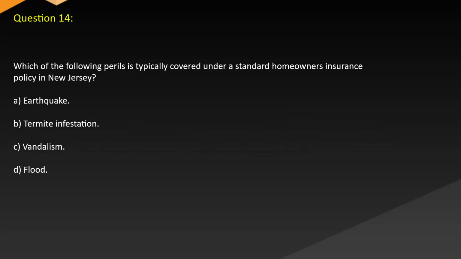Question 14. Which of the following perils is typically covered under a standard homeowner's insurance policy in New Jersey? A. Earthquake. B. Termite infestation. C. Vandalism. D. Flood.